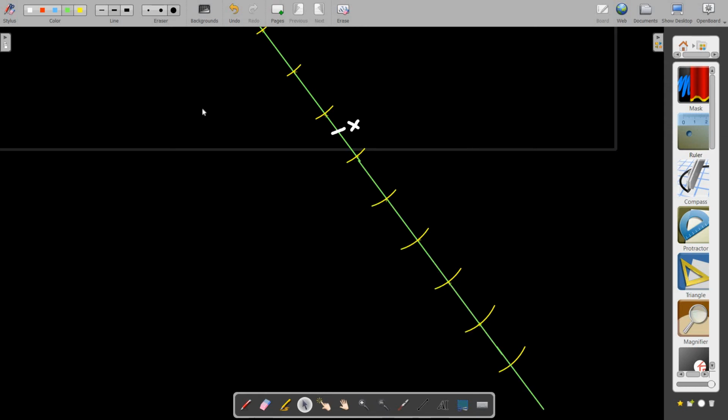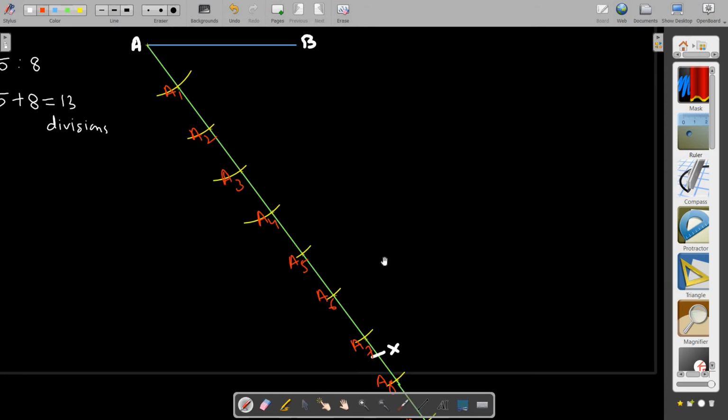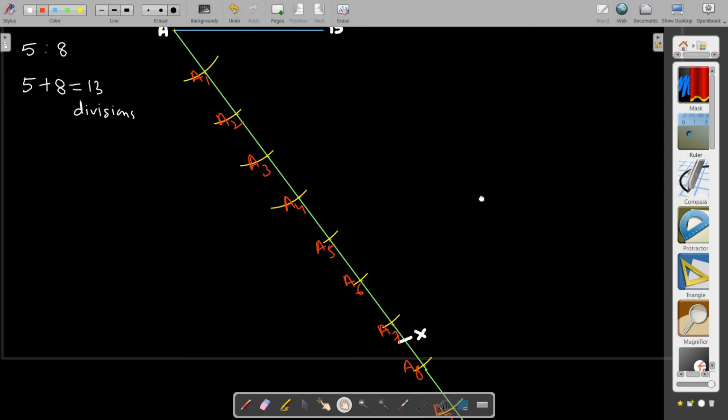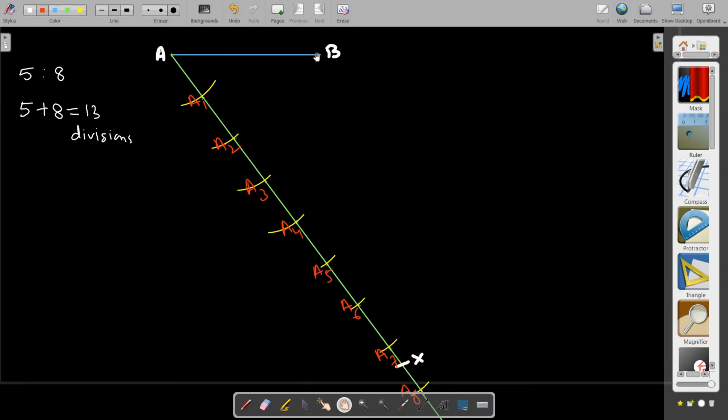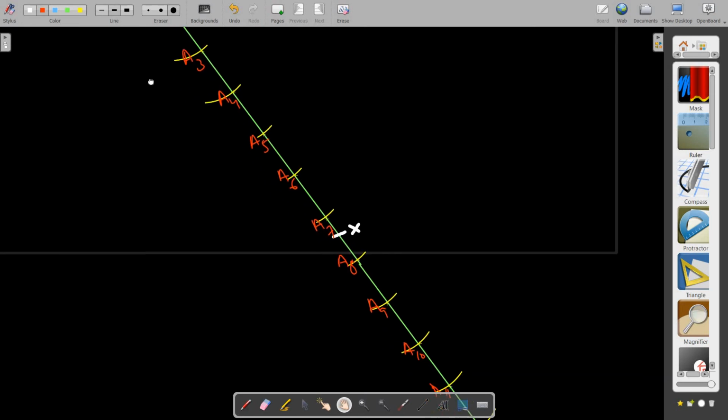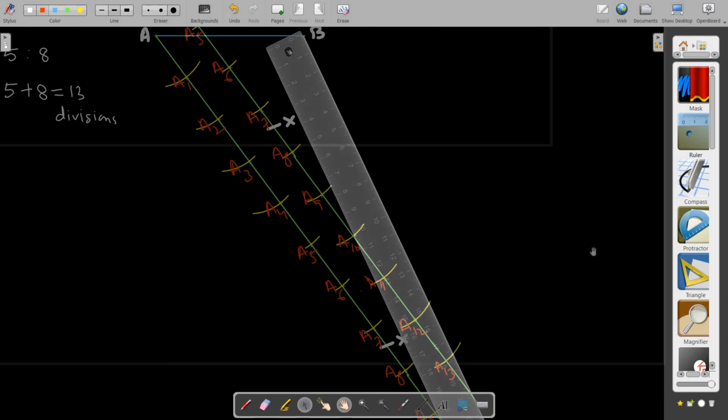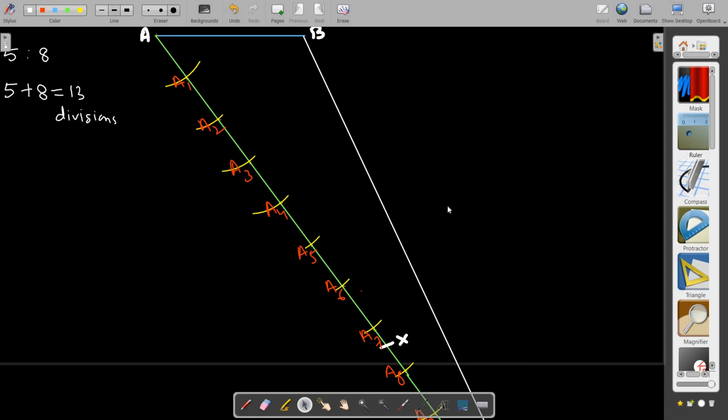Now let us name these equal arcs. So what next we have to do is divide line segment AB in a 5:8 ratio. The sum is 13. So the 13th division we have to join to the other end of line segment AB, that is point B. So 13 is the sum total, 13 equal divisions. The 13th division is joined to the other end of line segment AB. At one end the acute ray, another end connected to the 13th division.